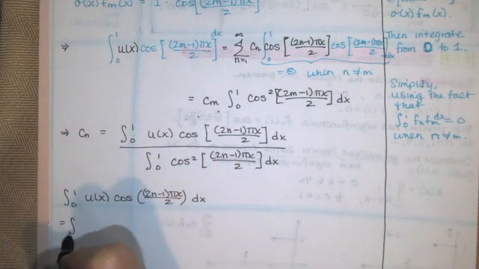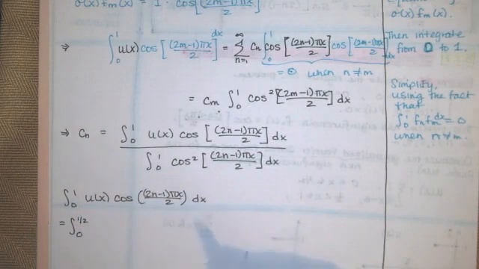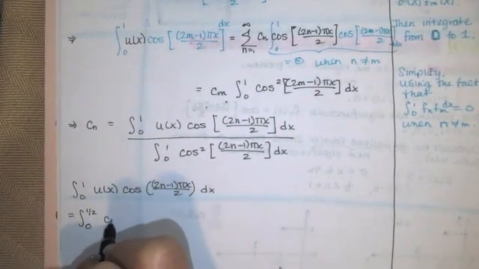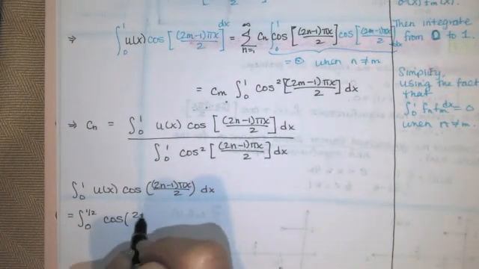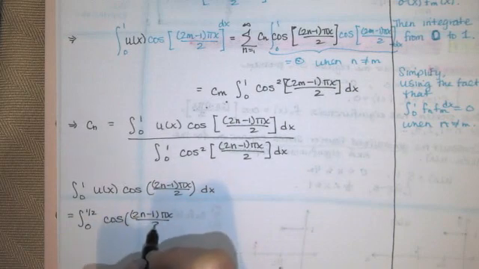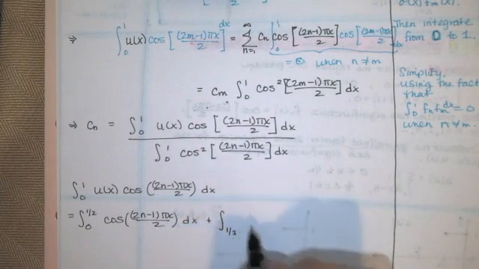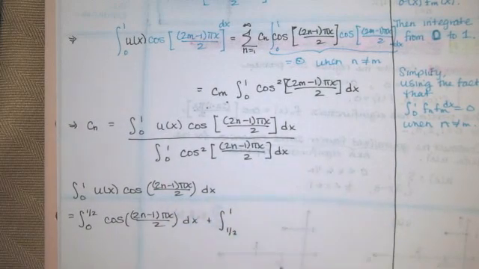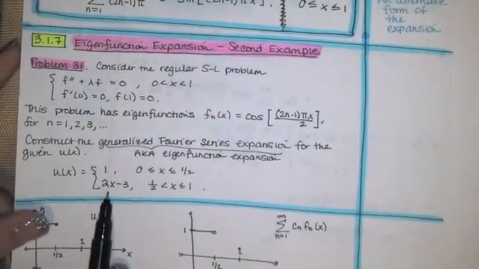Now remember, u actually had two pieces. It was equal to 1 on the interval from 0 to 1/2. So we're just going to have 1 times cosine of this expression plus u times the cosine on the interval from 1/2 to 1. And on that interval, u is equal to 2x minus 3.